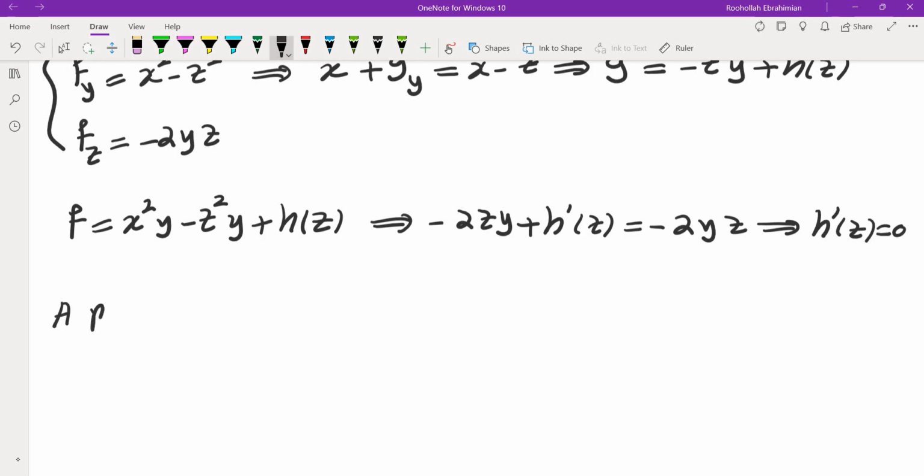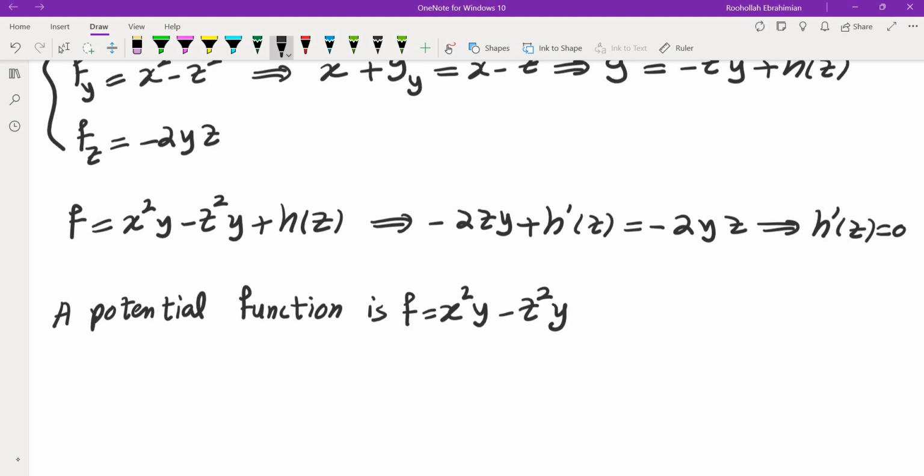So a potential function is x squared y minus z squared y. So this is a potential function. Now, when you want to find the line integral, you'll have to plug in the endpoints and subtract.